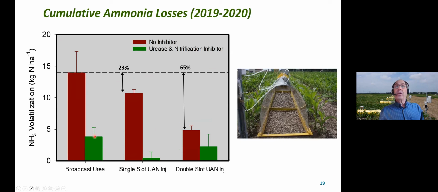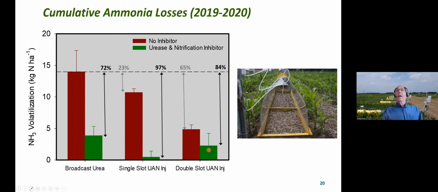So adding Super U with the dual inhibitors with broadcast urea, single slot had a 23% reduction just going from broadcast to some incorporation, but losses were almost eliminated with the single slot and the dual inhibitors. Going from single slot to double slot without inhibitors, we're able to reduce it by 65% and also lower it with the dual inhibitors. And so yes, in fact, those dual inhibitors can bring us down anywhere between 72 to 97%.